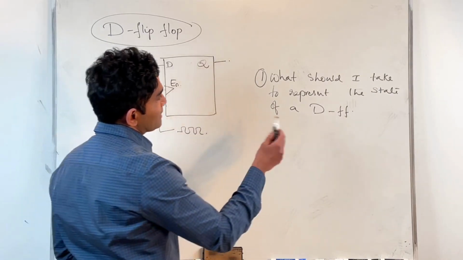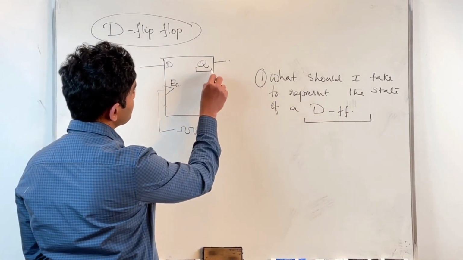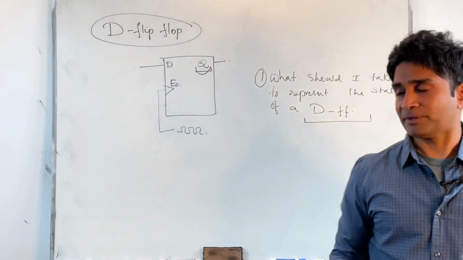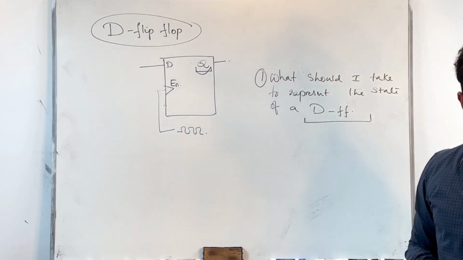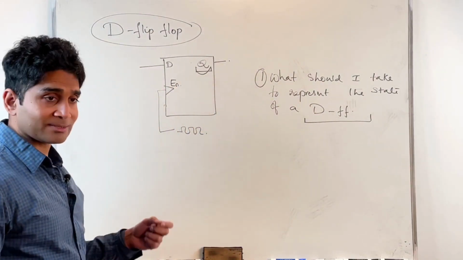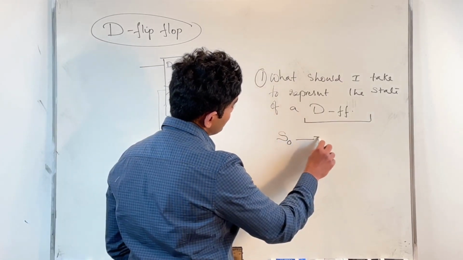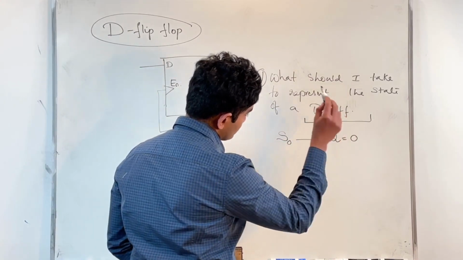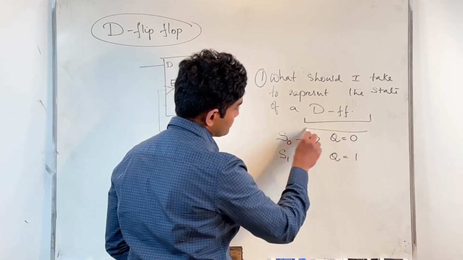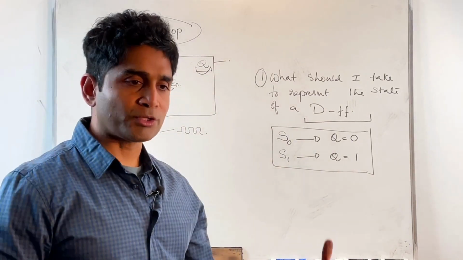All right. So what should I take to represent the state of a D flip-flop? How about in this case the value on Q? My D flip-flop can exist in a 0 state or a 1 state, right? My Q can only take 2 values, 0 or 1, at any given instant of time. So if I take Q itself to represent the state, let's say I configure S0 as a state where my Q is 0, S1 as a state where my Q is 1. So I have 2 states for this D flip-flop based on the value on Q.